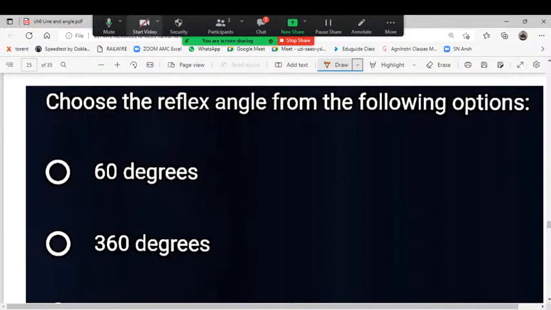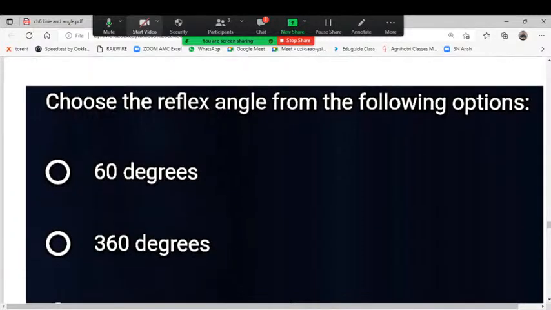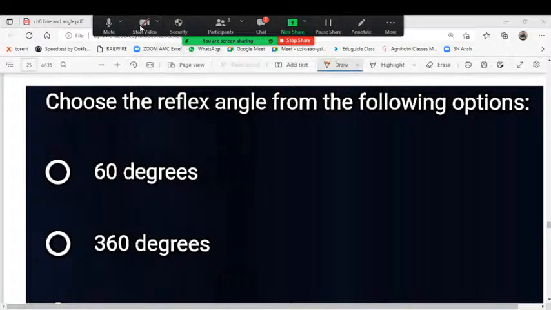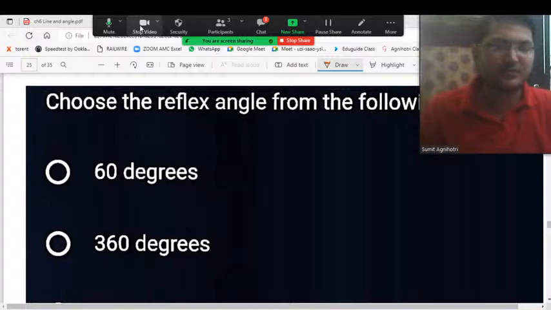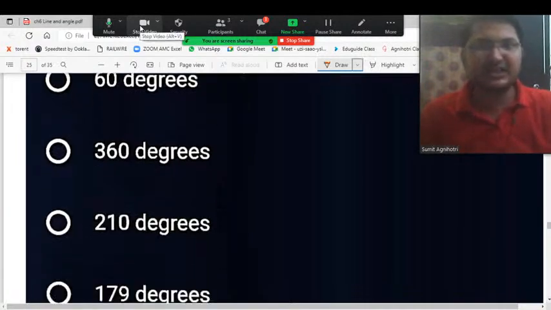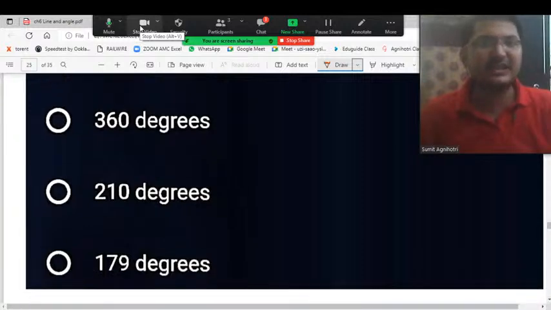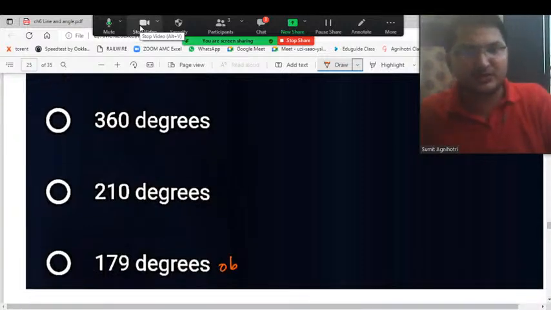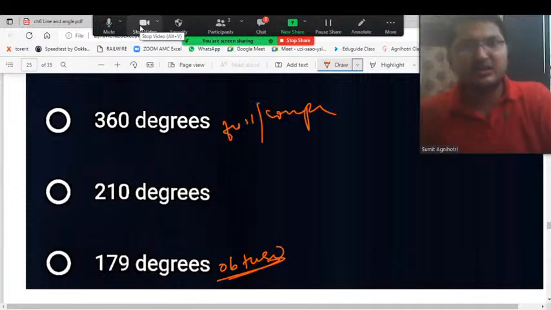Choose the reflex angle from the following options. Can you scroll down? Yeah, I can. It's 60 degrees, the first option. It's 360 degrees, the next option. It's 210 degrees, the next option. It's 179, which is obtuse. 360 is a full or complete angle. So 210 is your answer.